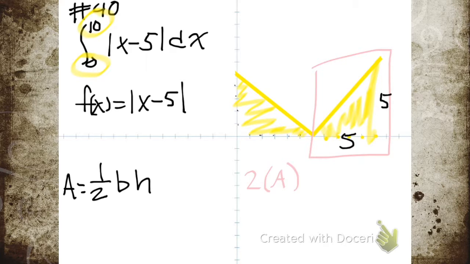But the sides are 5 and 5. Why? Because our limits of integration are 0 to 10, and that's halfway. So if we count it out, we count 5 on the base, and we count 5 on the height. Because our slope is 1, our height is necessarily going to be 5, but we could have counted.